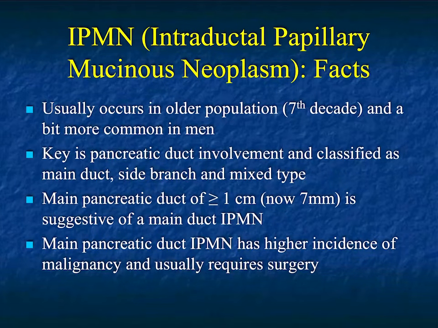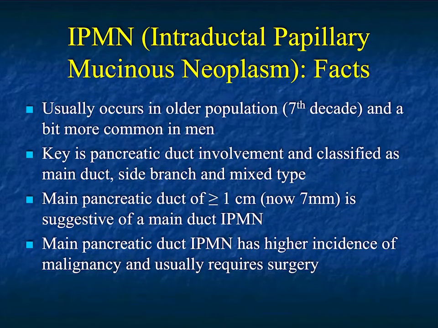It's a bit easier to see on MR than CT, and we classify lesions as side branch. That's the majority. We talk about those with a main duct dilated, which usually means a duct of 7 millimeters or greater, and a mixed type with a dilated duct as well as a side branch component. You could see one IPMN or you could see multiple IPMNs.